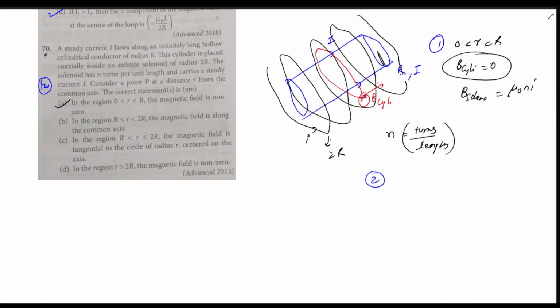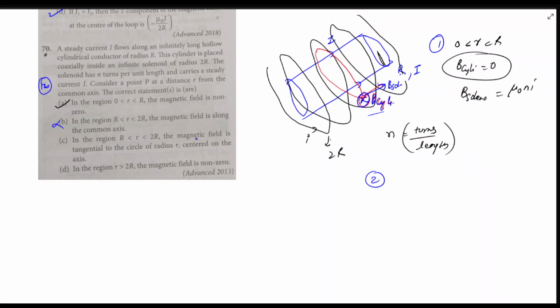So this is due to cylinder, and this will be due to solenoid. Okay. So due to solenoid, it will be along the axis, but due to cylinder, it will be inside. Along the common axis, that is wrong.